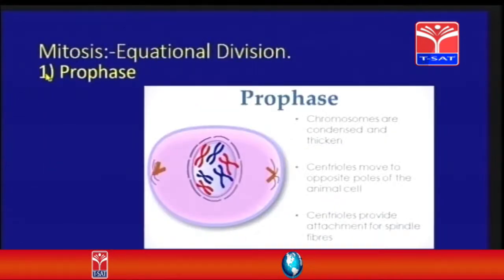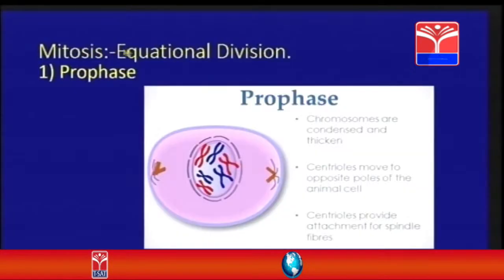Mitosis. Mitosis is called equational division. So, children, first keep in mind that during the process of mitosis, two cells are formed. That is, one cell will undergo the process of mitosis, divide and form two cells. As you can see, mitosis means two cells are formed. So, mitosis is called equational division.